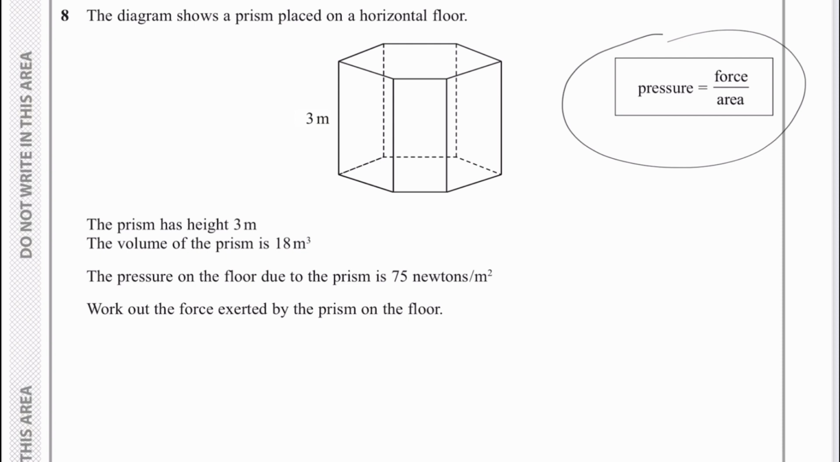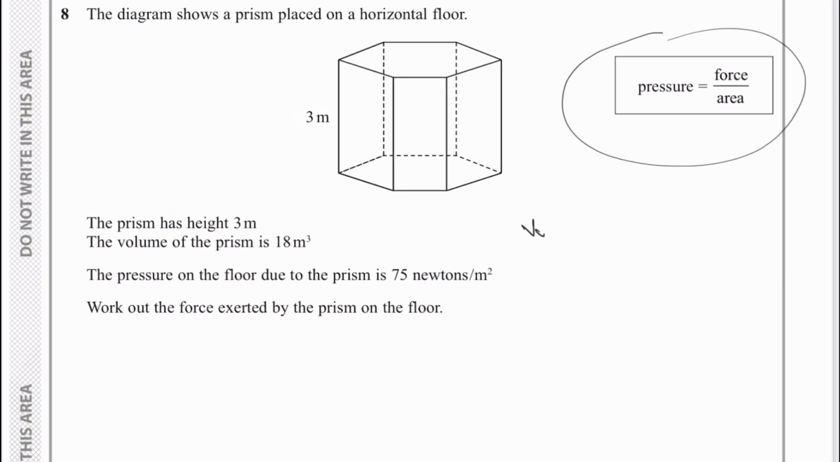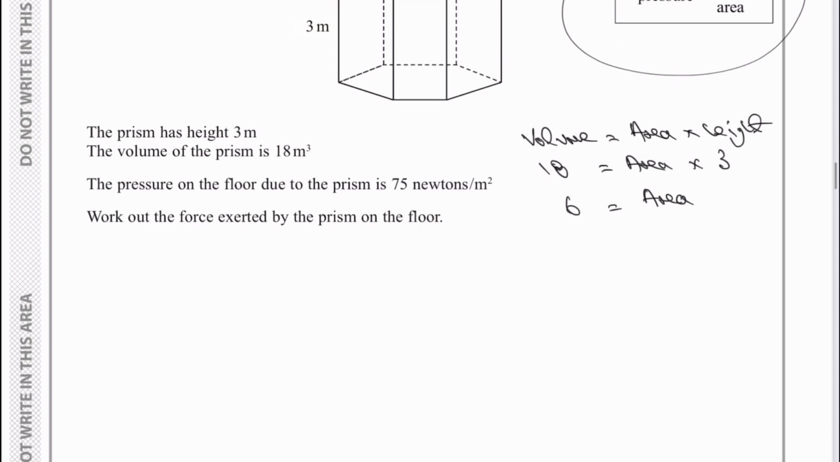Now we know the volume of the prism is 18 meters cubed, and we know the height is 3 meters. So therefore we can say that volume equals area times height. Okay, well the volume is going to be 18, the area is what we're looking for, the height is 3, so therefore the area must equal 6 meters squared. Okay, so then we can just simply apply this into the formula.